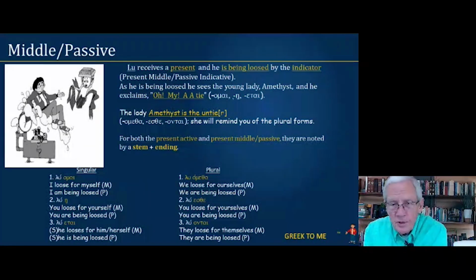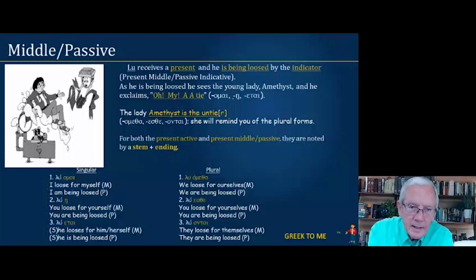Now, when you see something in the middle passive voice, 99% of the time it's going to be translated as a passive. So notice here we have a basic stem, lu, followed by 6 different endings. So we have the stem lu, and let's pronounce our endings. Omai, ei, etai. Plural, ometha, esthe, ontai. One more time. Omai, ei, etai. Ometha, esthe, ontai.